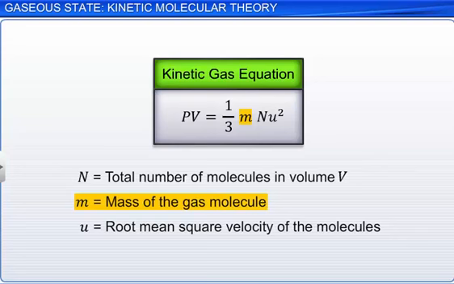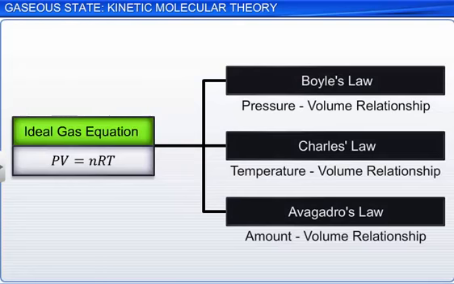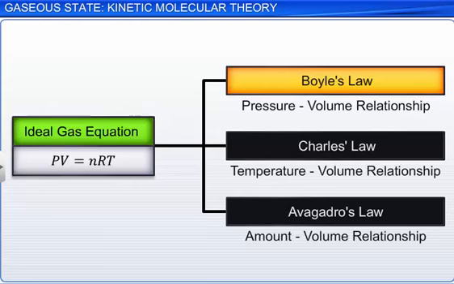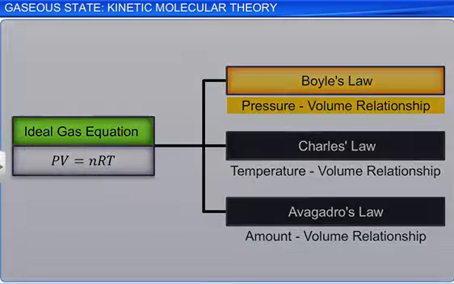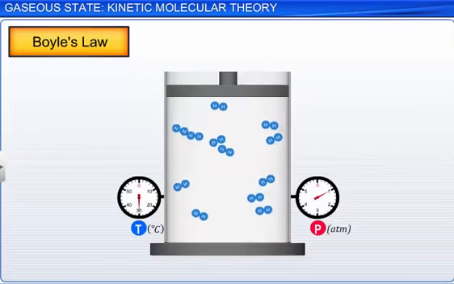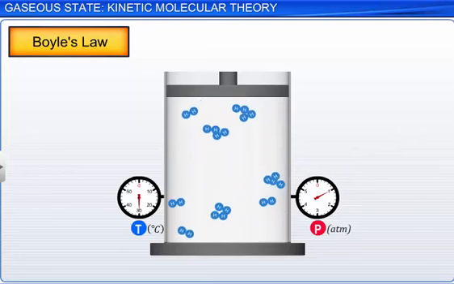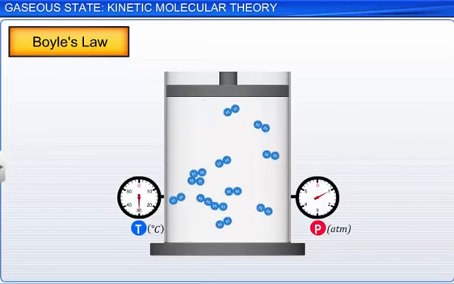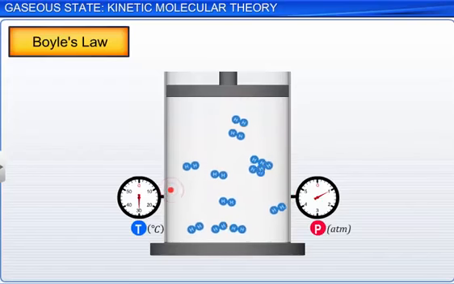Let us now understand the gas laws in terms of the kinetic molecular theory of gases. First, let's start with Boyle's law. Consider a given amount of a gas in a cylinder fitted with a frictionless piston. According to kinetic molecular theory, pressure exerted by a gas is due to molecular collisions on the walls of the container. As the number of collisions increases, the pressure of the gas also increases. The average velocity of molecules is constant at a given temperature.